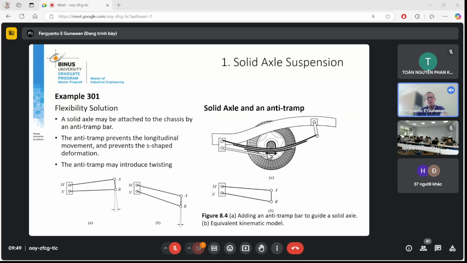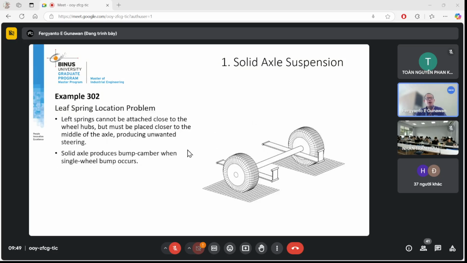So the anti-tramp may stop the S-shape deformation, but the twisting still may happen, right? So a small improvement in the performance of the suspensions. Okay, that is the earlier problem of this Hotchkiss suspension system, and a simple solution by introducing the anti-tramp mechanisms.